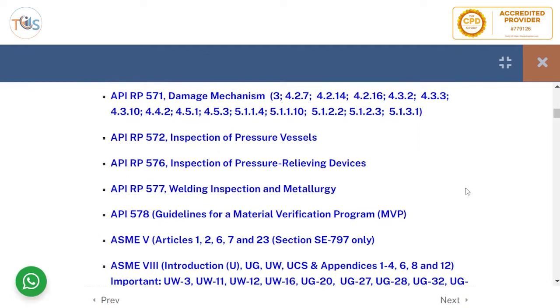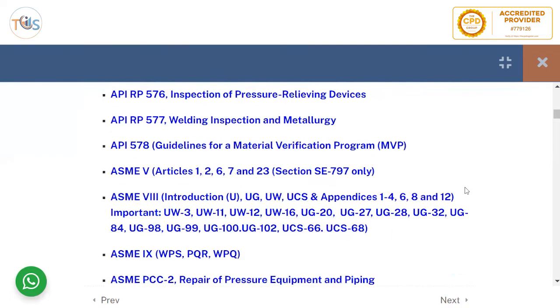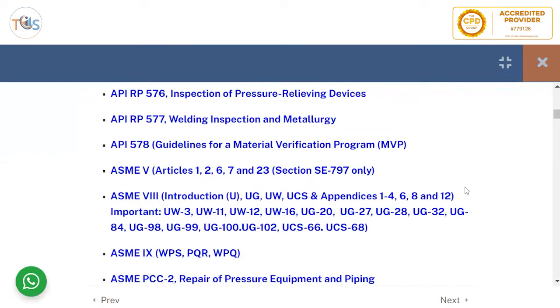What is a relief valve? How they are tested, what sort of damages or corrosion you might expect from them, that sort of thing. And then welding inspection and metallurgy, that should be read in conjunction with ASME Section 9, because Section 9 is about how to write a WPS and PQR and welding performance qualification, WPQ, whereas the 577 is about the welding inspection. The inspection you do before, after, and during the welding processes, the damages that you might encounter.